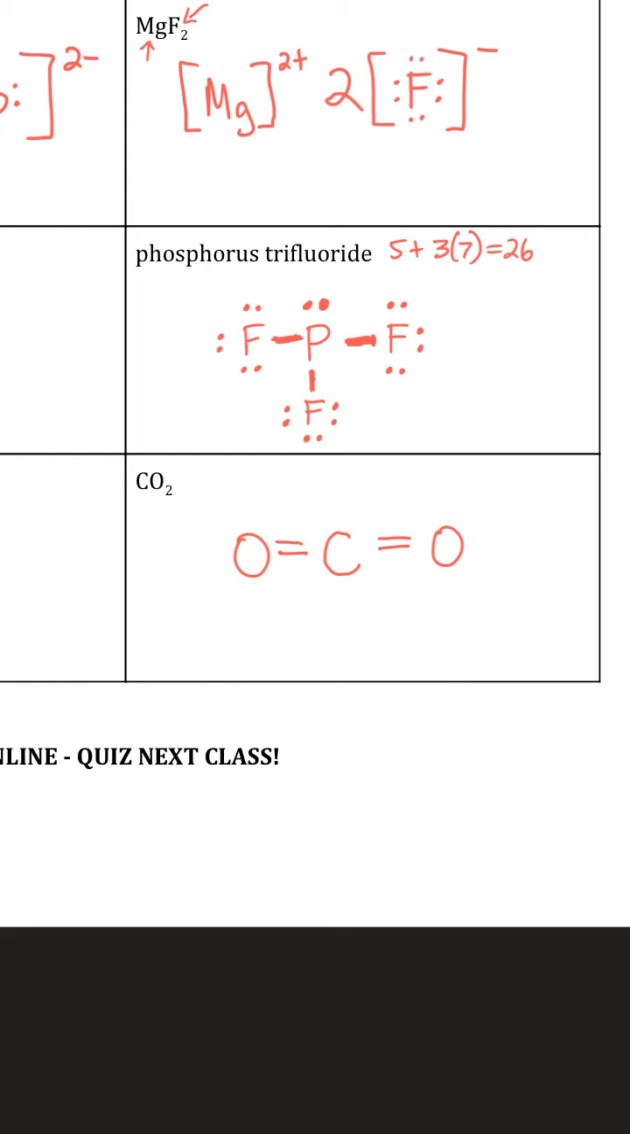So if oxygen has 6 valence electrons, then we've got 1, 2, 3, 4, 5, 6, and then 7, 8 in the bond. So this works out for oxygen. So it should be exactly the same on this side too. Okay, so now each oxygen has 8 electrons, and the carbon in the middle also has 8.